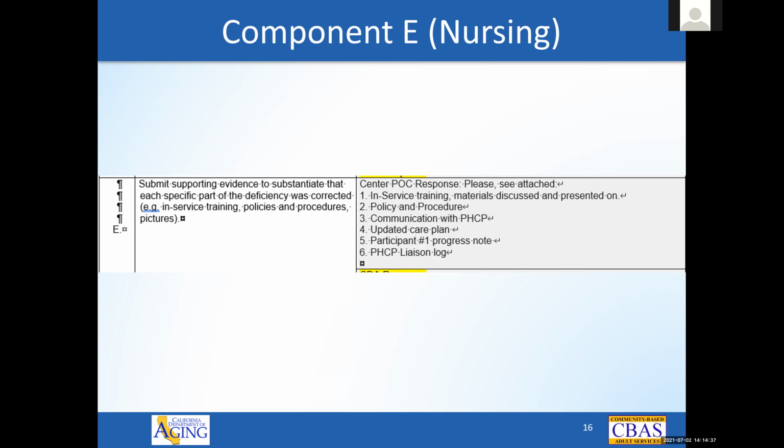Item number 4 is the updated care plan based on the information retrieved and assessed by the nursing team from that liaison. Item number 5 is the progress note listing when the liaison occurred and when outcomes were recorded. And item number 6 is the primary healthcare physician liaison log that details when the nursing staff communicated to and from the doctor. So next I'll pass it back to Whitney.